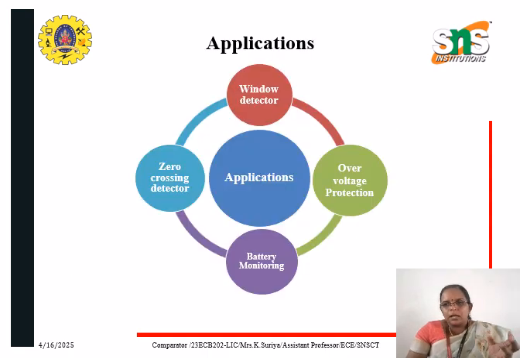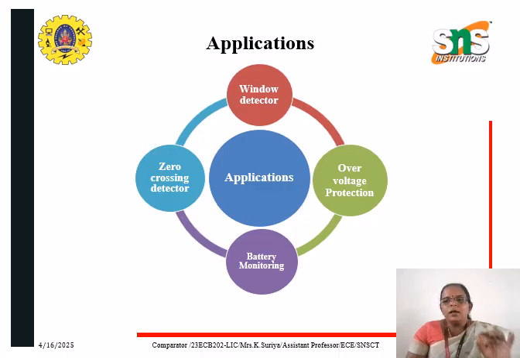Next, we will see the applications of comparator. So the several applications are level detectors. It is used in zero crossing detector, window detector, over voltage protection, and battery monitoring. So in the zero crossing detector, the only difference is that the reference voltage is 0 volts. V reference is equal to 0 volts.